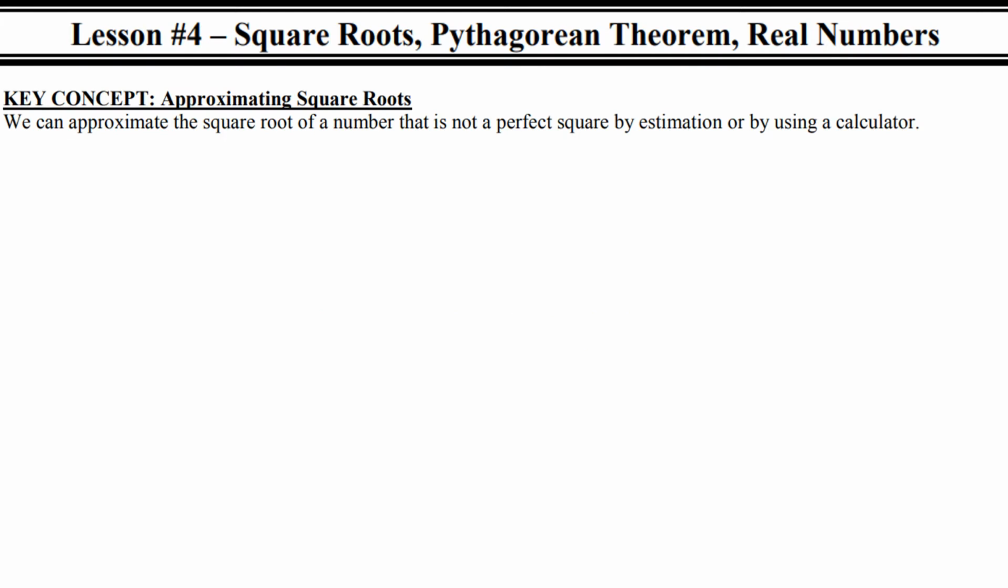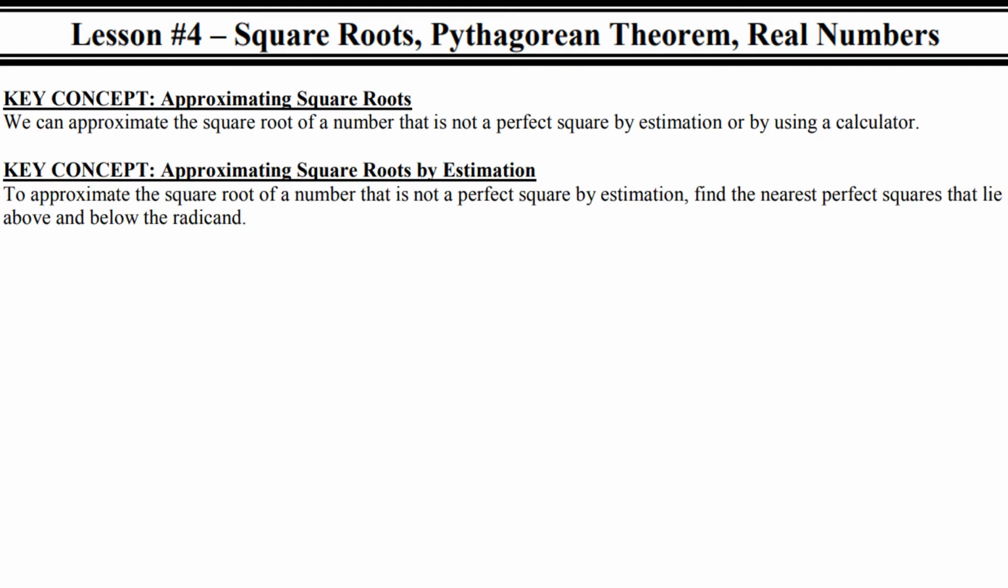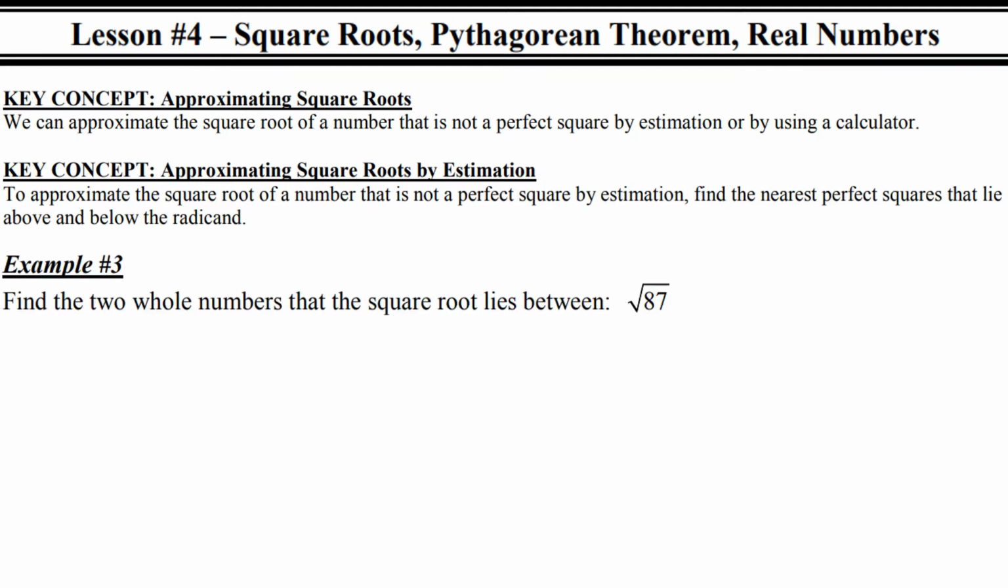Now we're going to look at approximating square roots. We can approximate the square root of a number that is not a perfect square by estimation or by using a calculator. First, we're going to look at estimation. To approximate the square root of a number that's not a perfect square by estimation, we're going to find the nearest perfect squares that lie above and below the radicand. Here's an example.